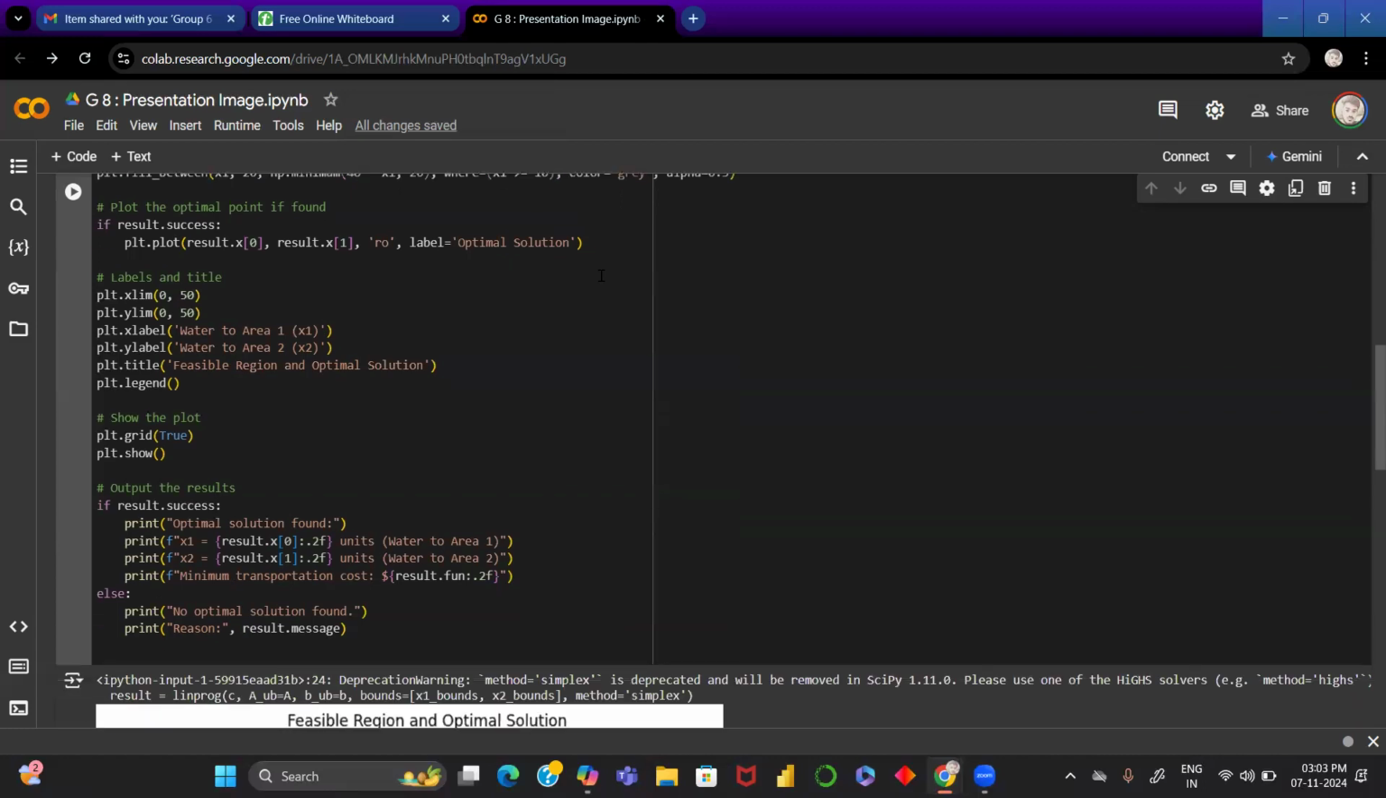Then we print the result. If the result is success, it prints the value of x1 and x2. Else it will show that no optimal solution is found. Here .2f is used to round the decimal to 2 digits.